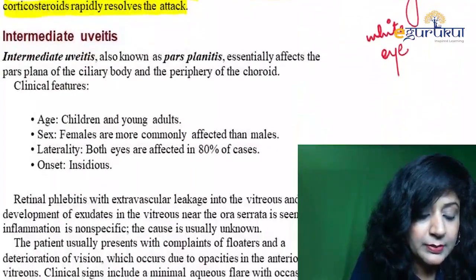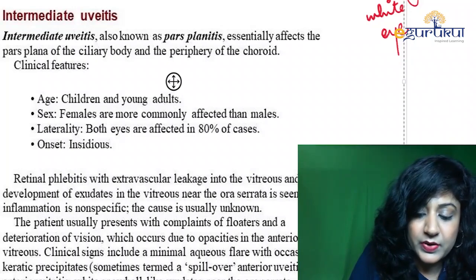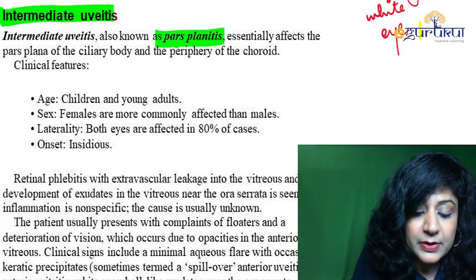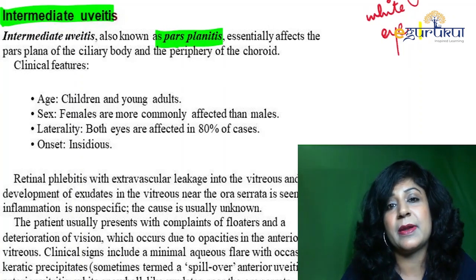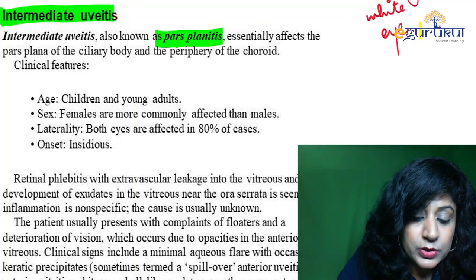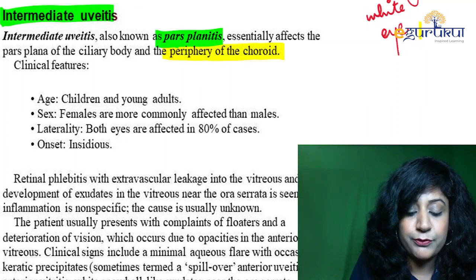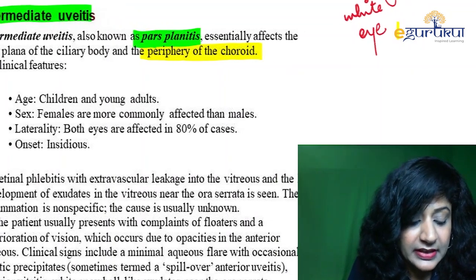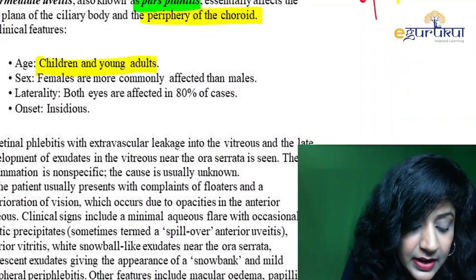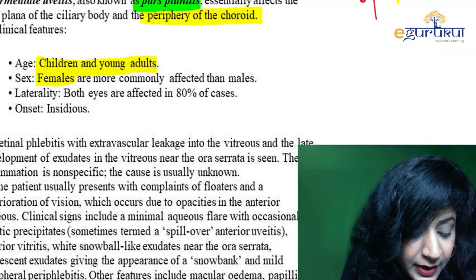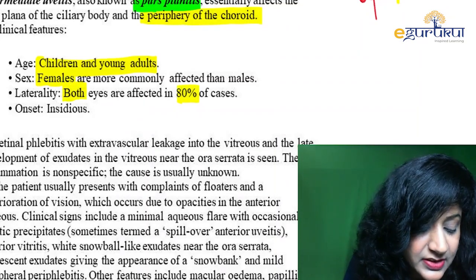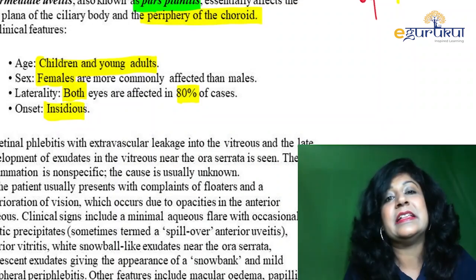Now we'll quickly move towards intermediate uveitis. This intermediate uveitis is also called pars planitis because inflammation is taking place in the pars plana part of the ciliary body, and it is also affecting the periphery of the choroid. So what are the clinical features? This is common in children and young adults. Females are more commonly affected. Both eyes are affected in 80% of the cases, and the onset is insidious.